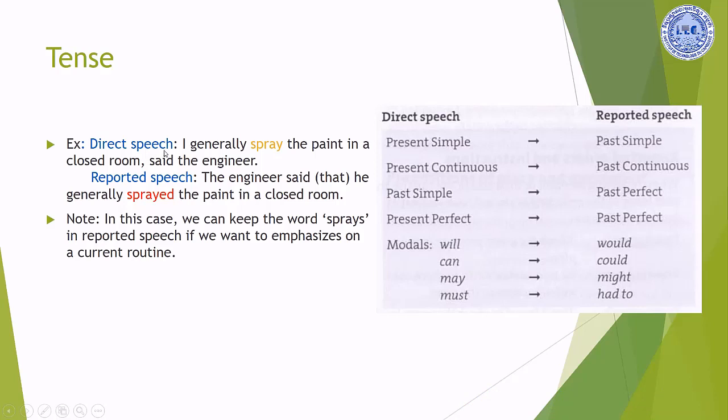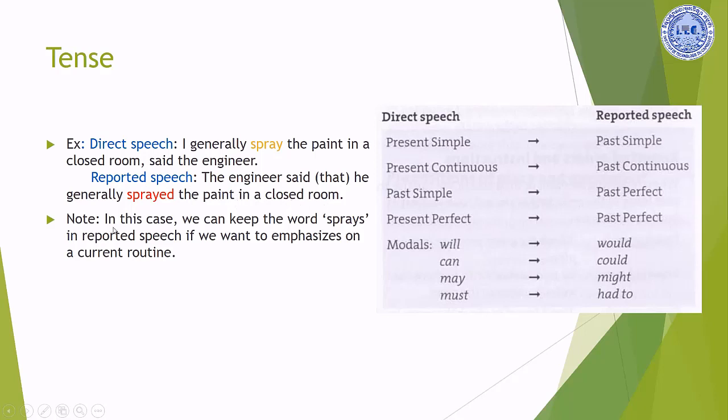For example, direct speech: "I generally spray the pen in the classroom," said the engineer. Okay, so here is the direct speech. It's the words or the phrase that the engineer said. So when you want to report the speech to someone, you can say it like, the engineer said that he generally sprayed the pen in the classroom.